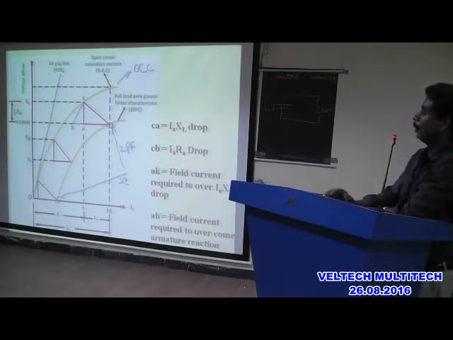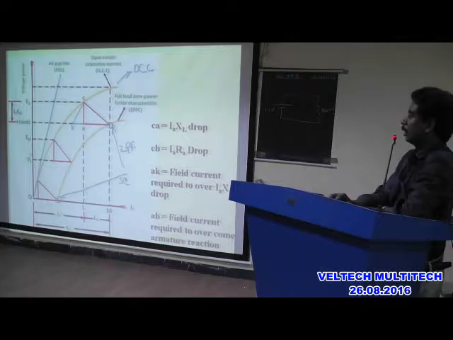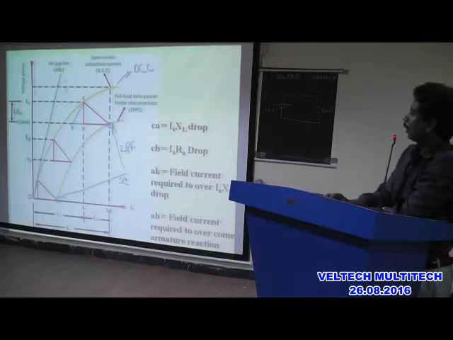Next you have to draw the air gap line. That air gap line is the tangent line. That tangent is supposed to be at the starting level. At the starting level, it should be tangent. So you have to draw the air gap line.